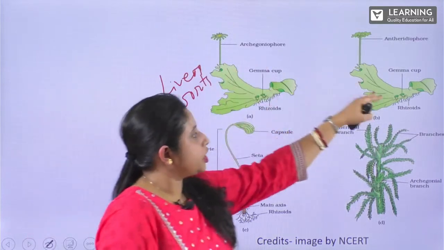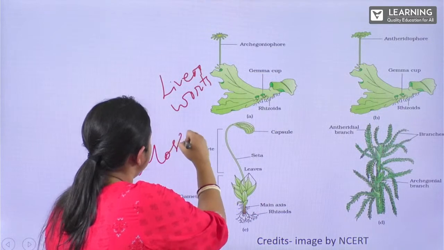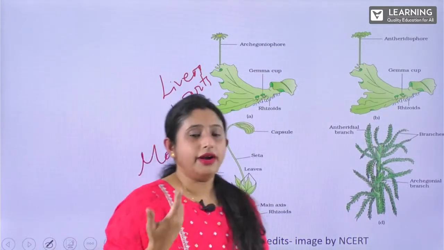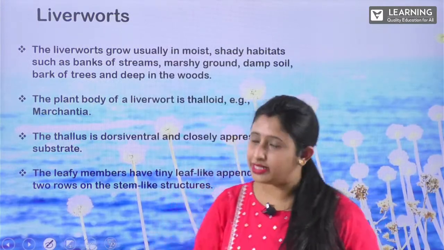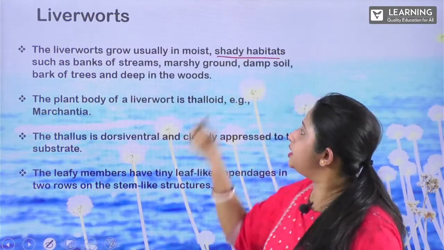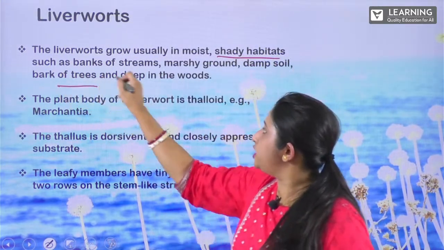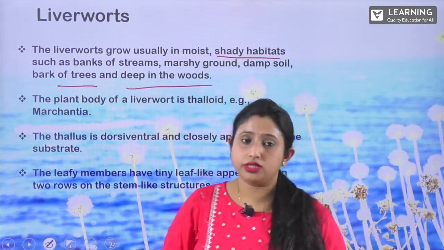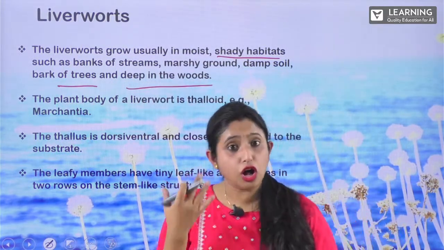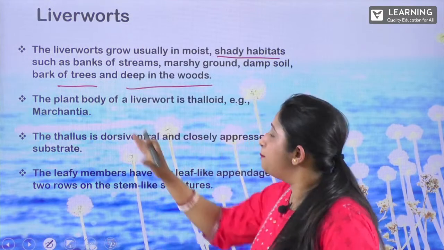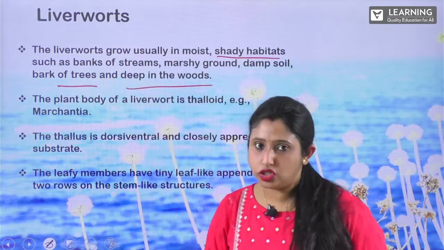Yes, so this is the structure of your liverworts, and this is your mosses, right? So what are these liverworts? These liverworts are usually found in moist areas and in shady habitats, like on the bark of trees or deep in the woods. So they are found where? They are found in moist areas, or we also see them on the bark of trees or deep in the woods.